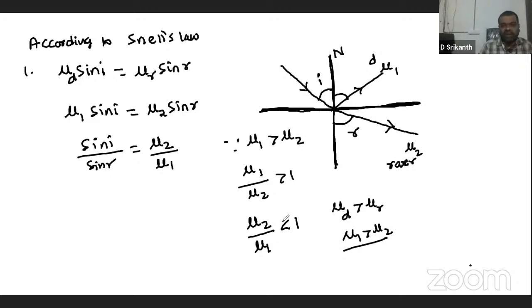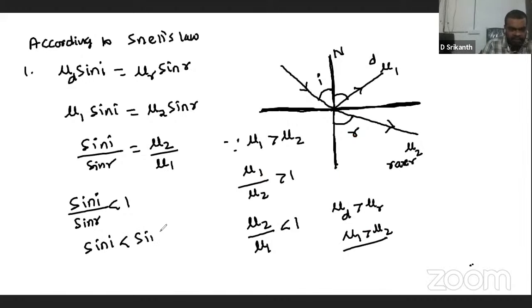Just the reciprocal. Mu2 by mu1 is less than 1. So sine i by sine r will be less than 1. So sine i is less than sine r. Apply the inverse function on both sides. We can write i is less than r, or r is greater than i. Like this we can find the refracted ray will be away from the normal.